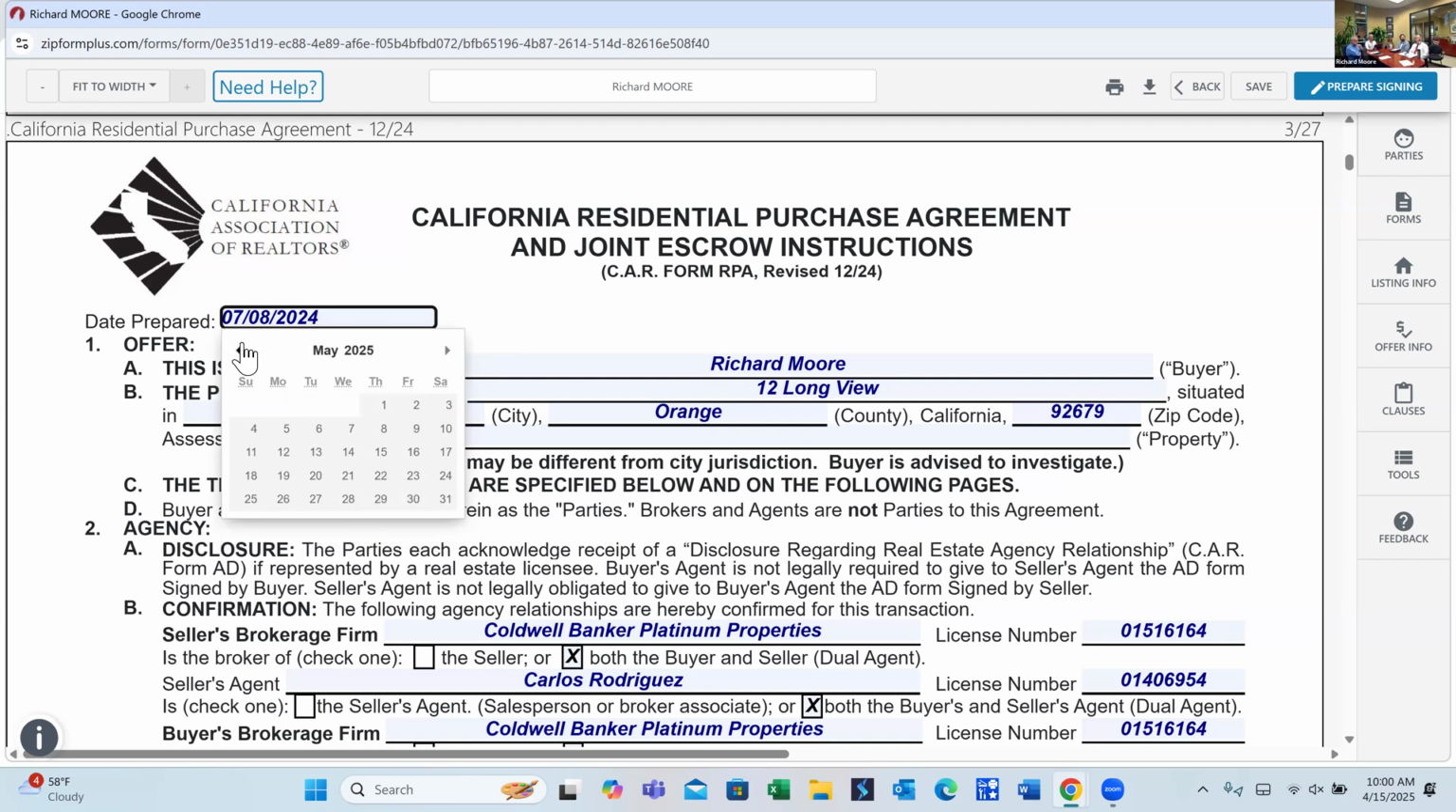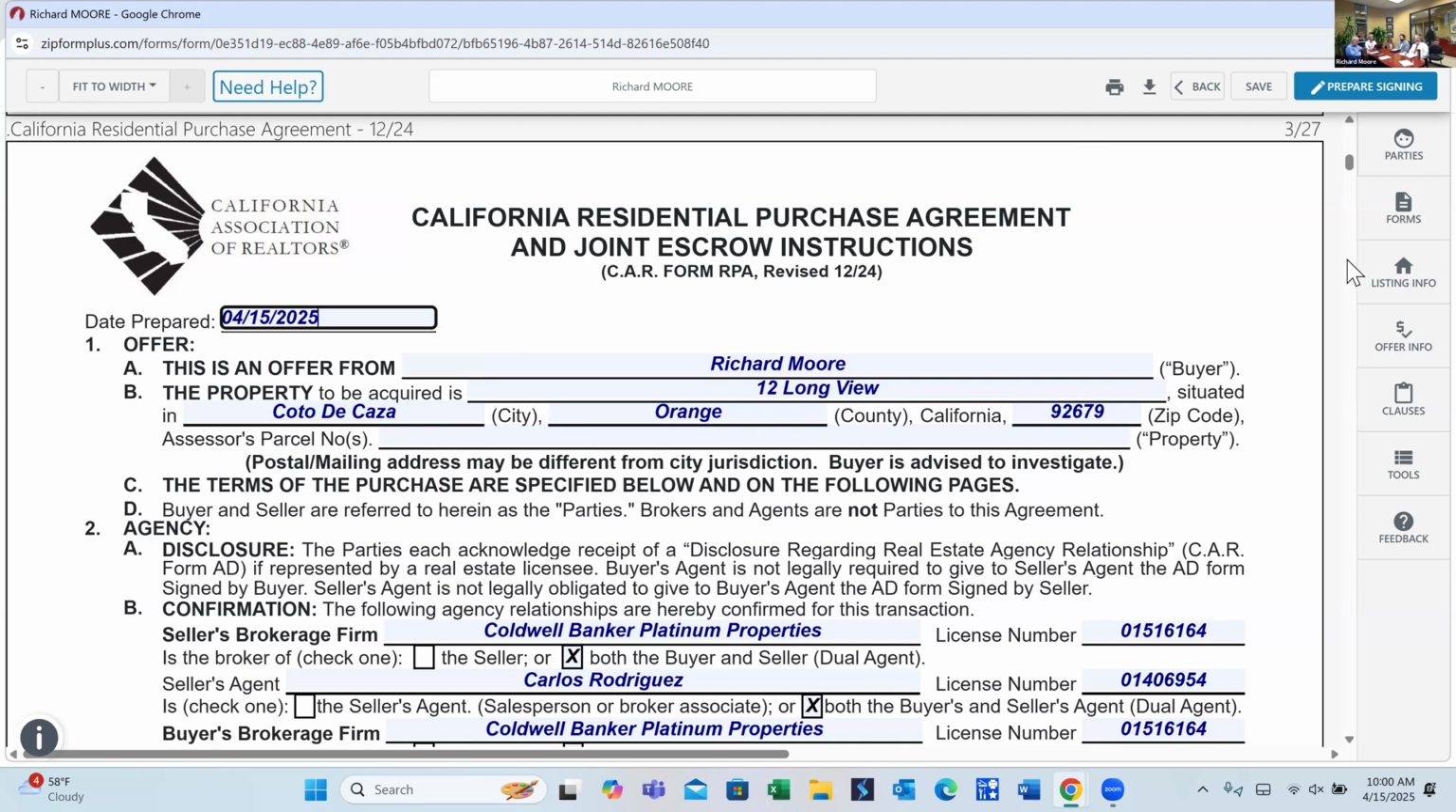What is the date today? 15th, that's right, tax day. So I'm preparing this offer today. And this reference date is critical for any other documents that you create, addenda, so on and so forth, that reference the RPA. So remember, if you reference the RPA with an addendum or any other document, we don't talk about the date that the document is actually signed or executed. We reference the date prepared.